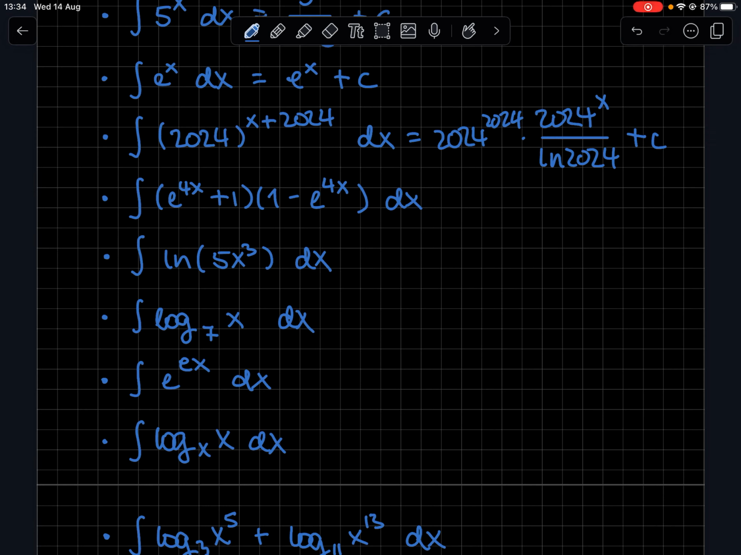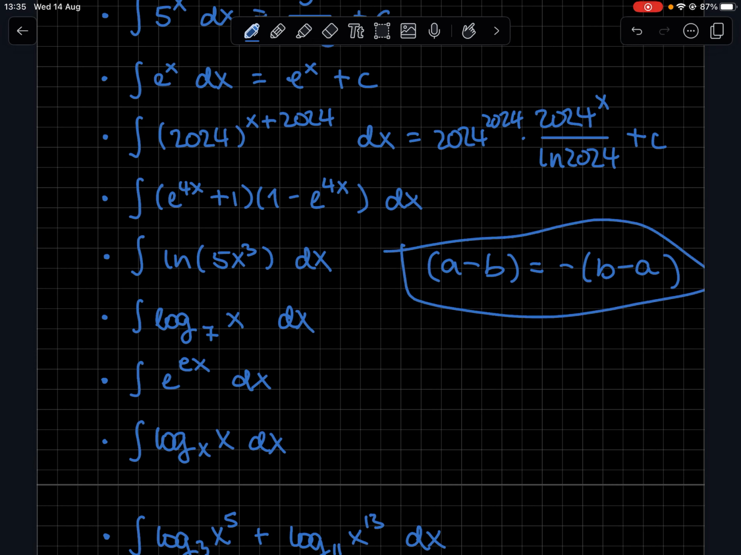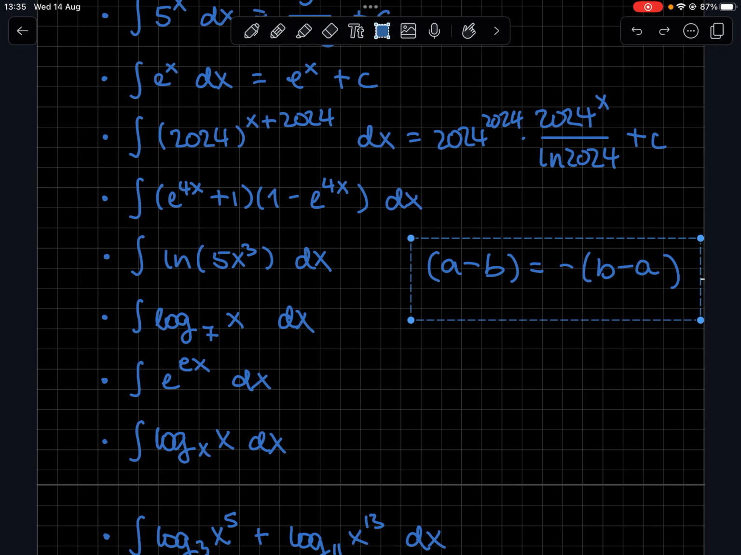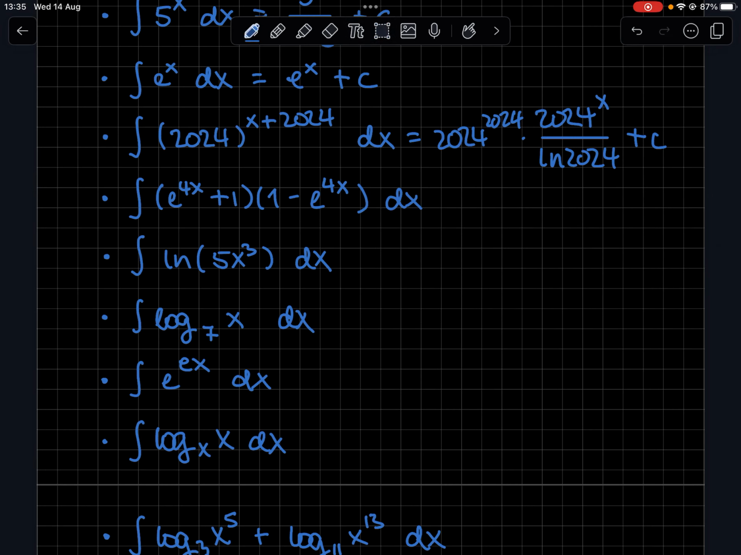But first, to simplify our lives and the expansion, we can factor out a minus, okay? I'll factor it out of this bracket, because you'll notice when I do that, I get a difference of 2 squares. Remember, a minus b is equal to negative b minus a. And that's the rule that I'll be using to factor out a minus from the second bracket.